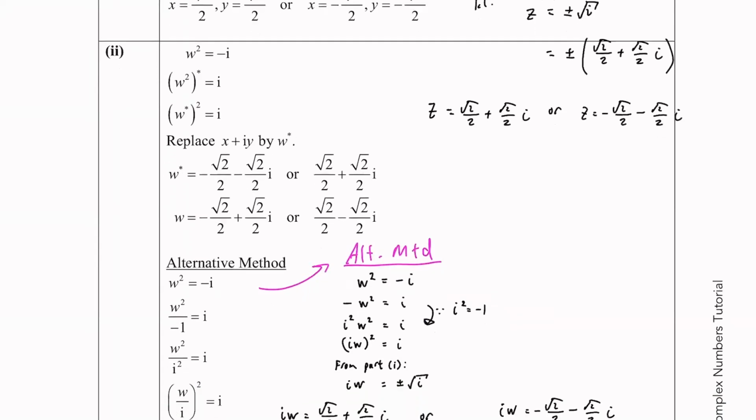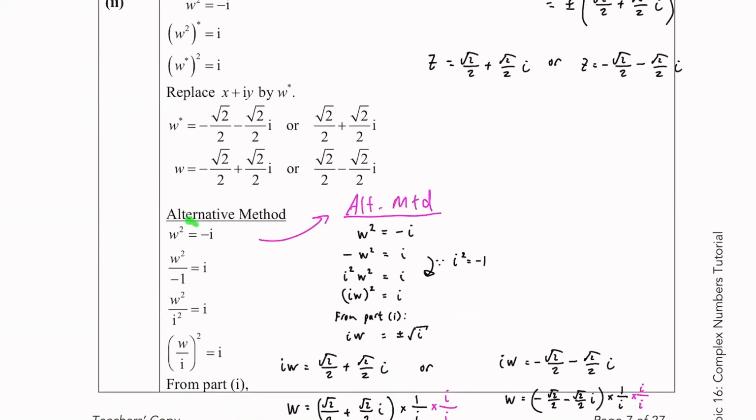Okay, then the alternative method, what they did here is that they start off with w squared equals negative i. Then they divide by -1. Then -1 is really just i squared, right? Yeah. Then you can replace this w squared over i squared as (w over i) squared. But the right hand side, after you bring the minus over, you're just left with i. So you get this. Is that clear?